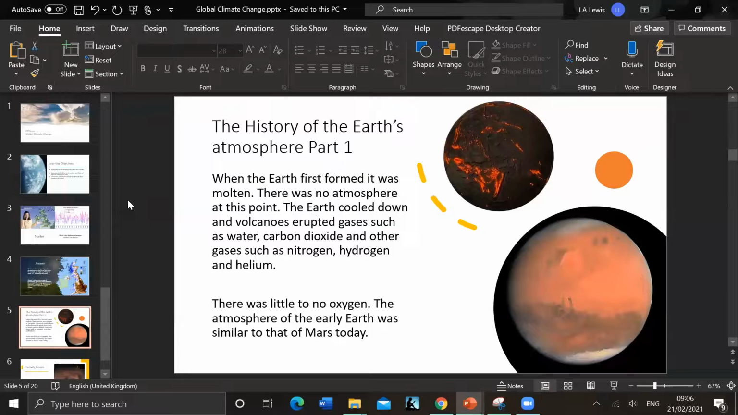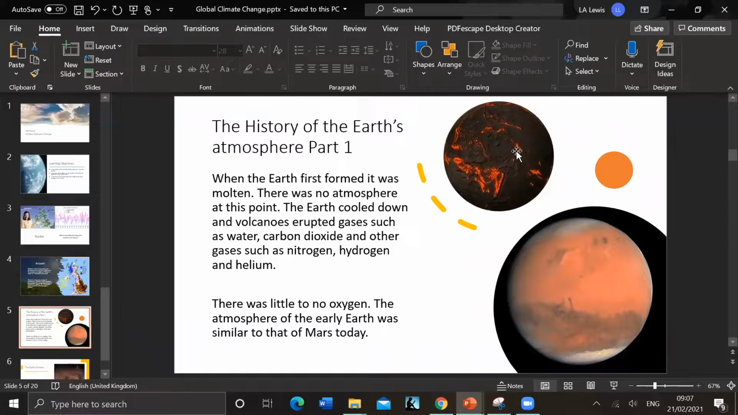Just a bit of a recap about how Earth's atmosphere came to be the way it is in the first place. How have we got to this point? It's a brief one because it was covered in other videos. When the Earth was first formed, it was molten, like a big ball of magma, sort of lava. So there was no atmosphere when the Earth first formed. It didn't start with one.